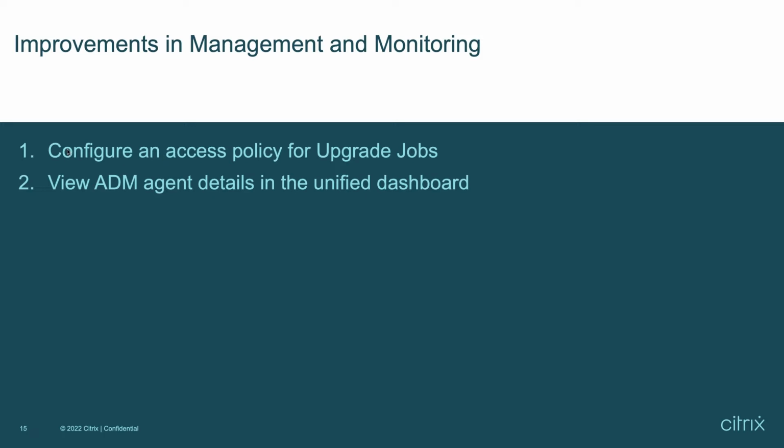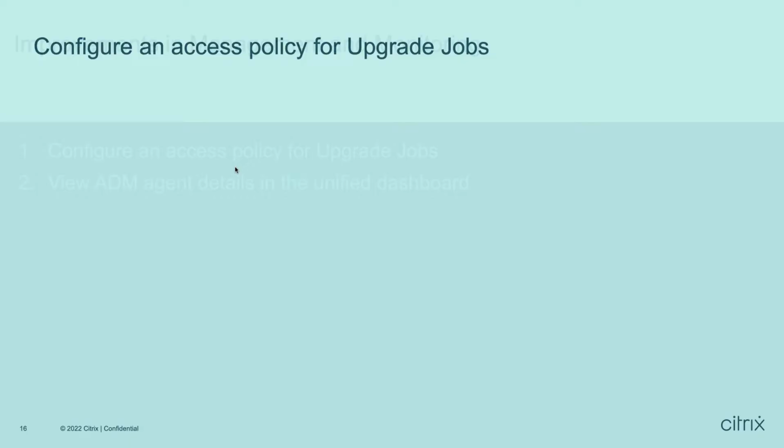So here also again I'm capturing because these tools we are covering in this session. First is how you can configure the access policy for the upgrade job, and the second one is you can view the agent details into the unified dashboard. So let's see this here. First is the configure and access policy for upgrade job.